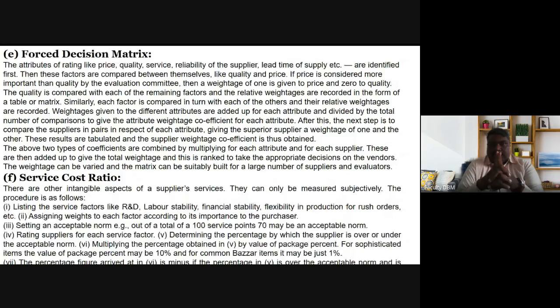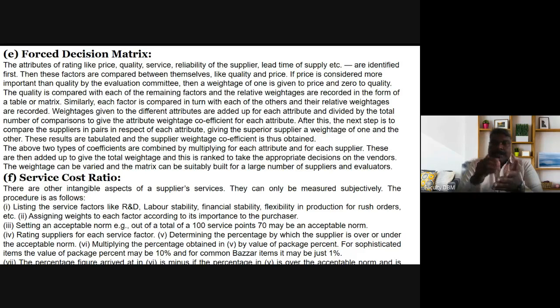Forced decision matrix depends on the evaluation committee and which factor they are going to concentrate on, either the price, the reliability, the quality, or the service. The others, they are going to make zero, and they concentrate on that particular factor. That is that. Next is the service cost ratio.